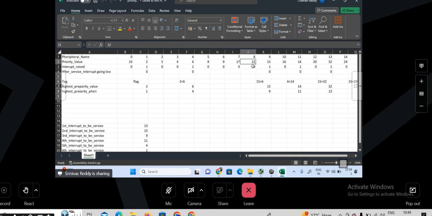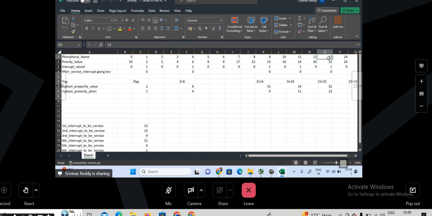2 is less than 6. Correct? And then you will take the next value. Now we understand 2 is less than 6. The highest priority is 6 now. Presently it is 6. Next, what am I doing? Comparing 6 with 15. In this case, 15 is the highest priority. 15 is greater than 6. Next, what do I need to do?